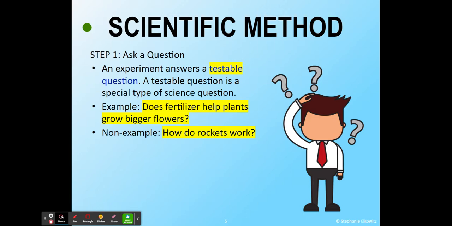So our example is, does fertilizer help plants grow bigger flowers? I can test this because I can plant flowers in fertilizer and flowers without fertilizer and see which one is bigger, right? An example of something that is not a testable question would be, how do rockets work? I can't run a test to figure out how rockets work, right? I can answer that question in another way, but I can't use the scientific method to answer that. So go ahead, your fill-ins are testable. Does fertilizer help plants grow bigger flowers? How do rockets work? I will give you a moment to type those.